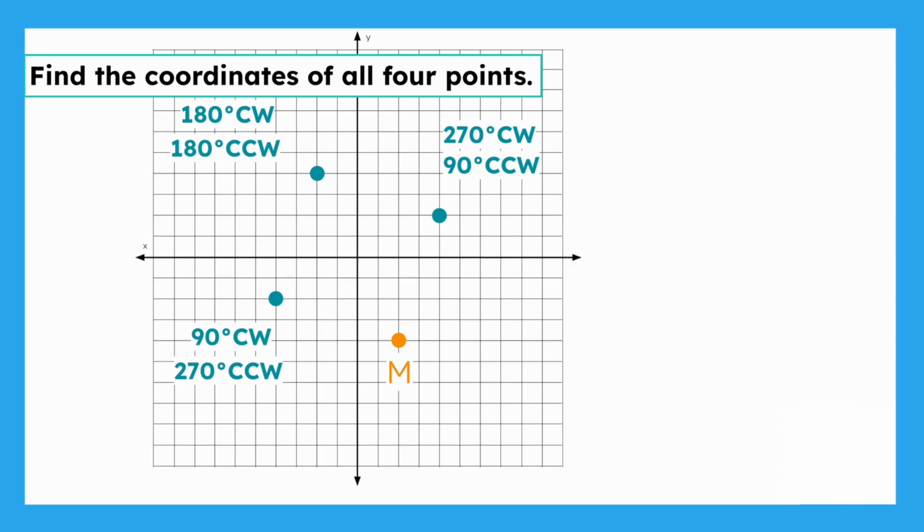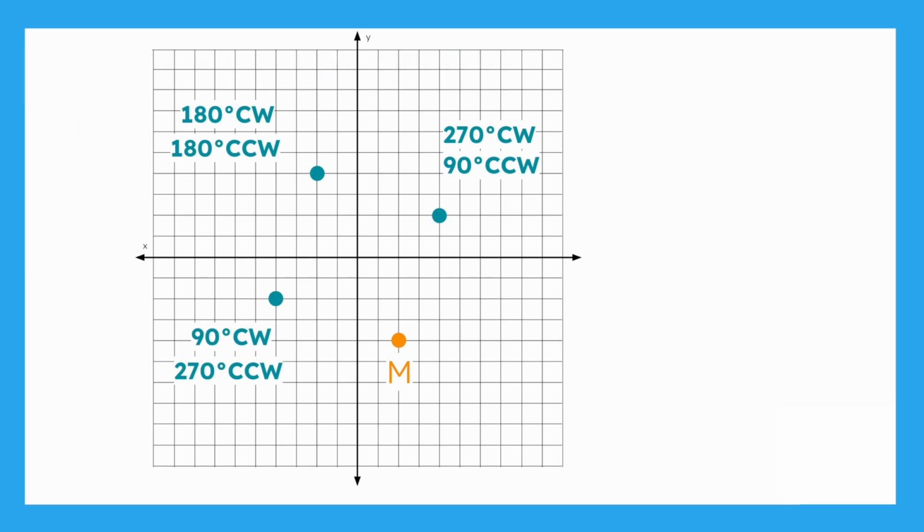And here are the coordinates. Notice anything about the numbers in each of these coordinates? It looks like the coordinates use the same numbers, but the x and y coordinates may have switched places, or they may have different signs. Interesting. Let's take a closer look at how the coordinates change.